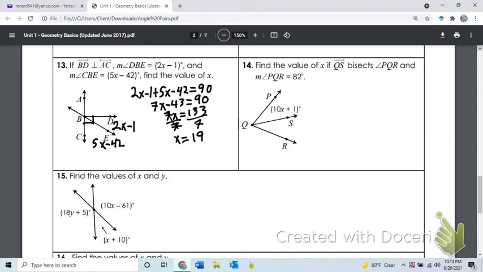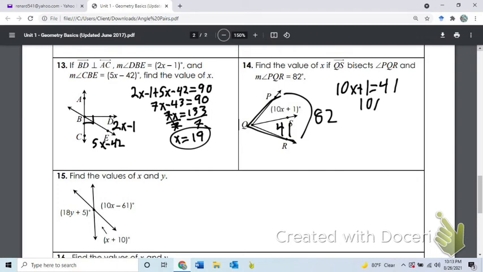QS bisects PQR, and PQR is 82 degrees. Since PQS is half of 82, that means each one of those internal angles is going to be 41 degrees. So 10x plus 1 equals 41, or x equals 4.